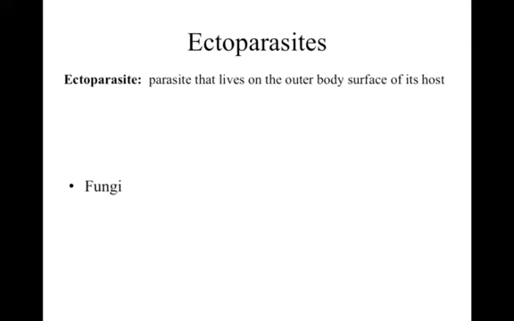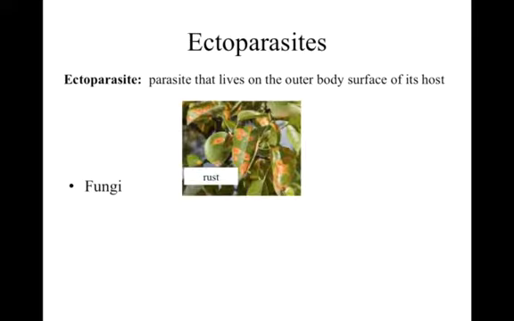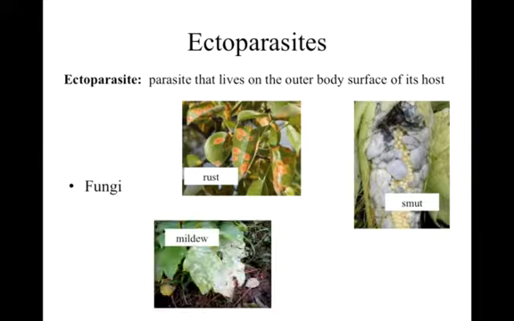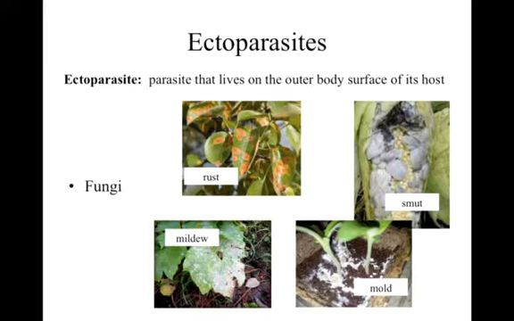Fungi can also be ectoparasites. They can be ectoparasites on plants, so things like rusts. You see these on the outside surface of the plant, and so that means that they are ectoparasites. Smut is another one. Smut infects a lot of crops, a lot of plants that we eat, and again, it's a fungus that grows on the outside surface of the plant. Mildew is another plant ectoparasite. Again, we know it's an ectoparasite because we see it on the surface. And mold. Mold grows all over plants. It grows all over a lot of things, sometimes the fruiting bodies of the plants. And again, it's an ectoparasite because we see it on the surface.